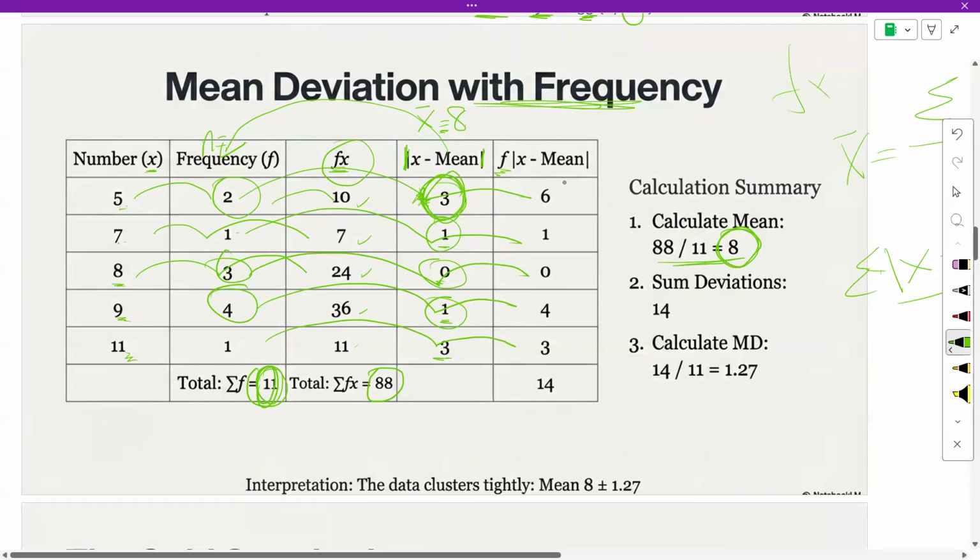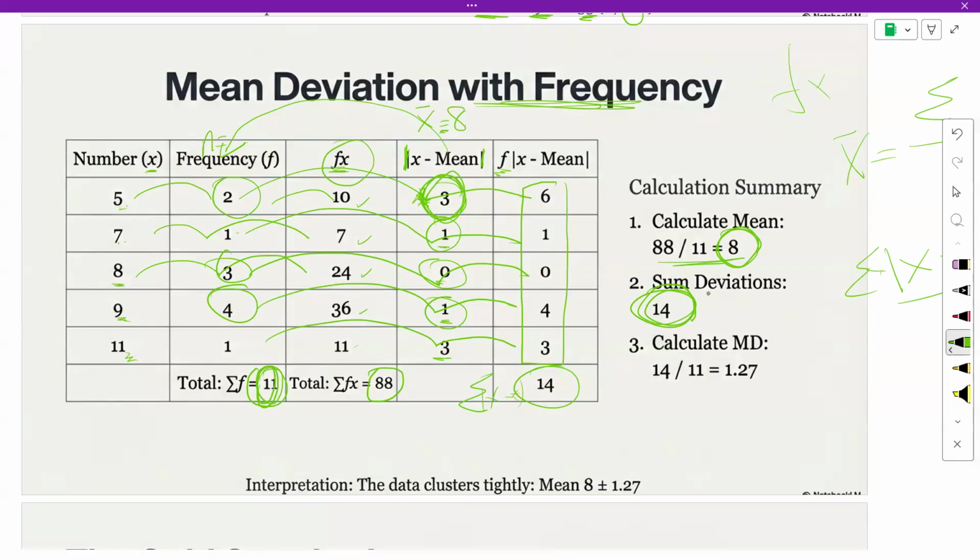So therefore, here we get sigma absolute x minus x bar, the sum of deviations, equal to 14. The mean deviation equals the sum of deviations divided by the number of observations. The sum of deviations is 14, and the number of observations is sigma f, 11. So the mean deviation is 1.27.